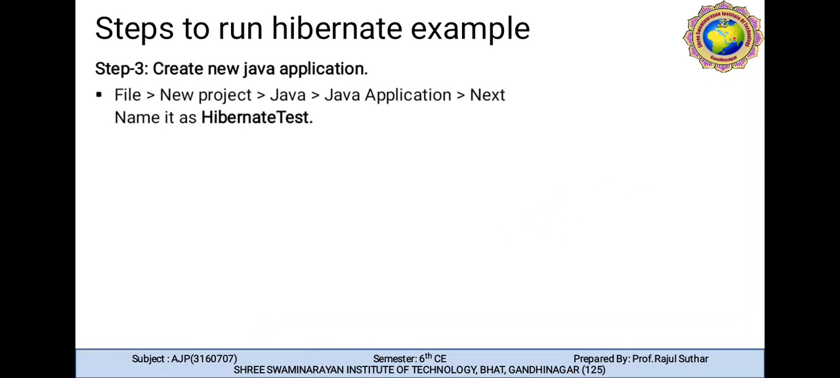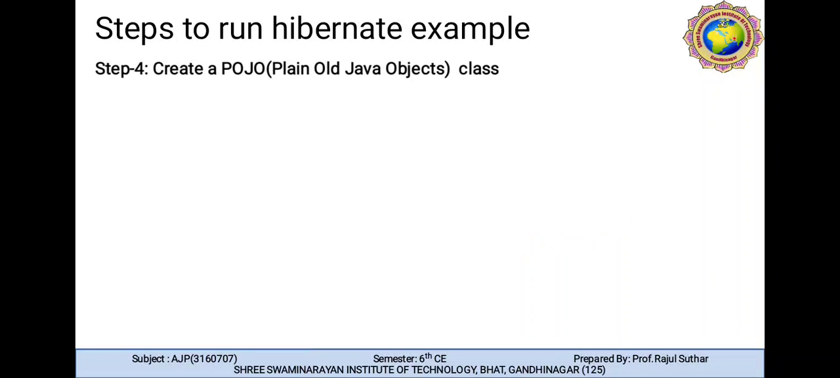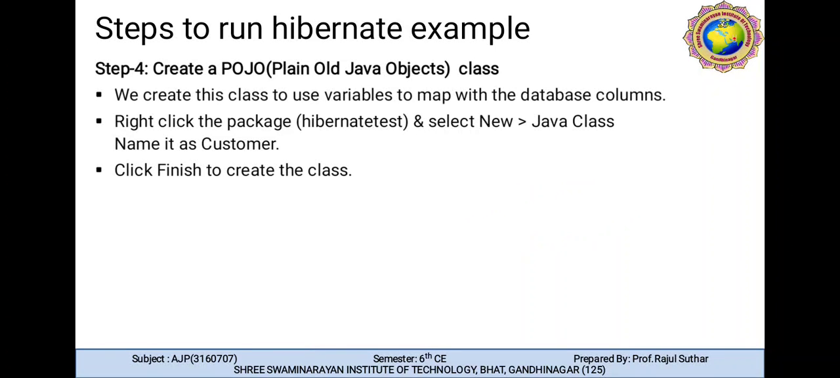Third step, create a new Java application. For that you have to go to File, New Project, Java Application, then Next, and the name is HibernateTest. Then click Finish to create the project. This is simple. Create a POJO, meaning a plain old Java object class. We create this class to use variables that map to the database columns. Right-click the package HibernateTest and select New, and in New select Java Class.